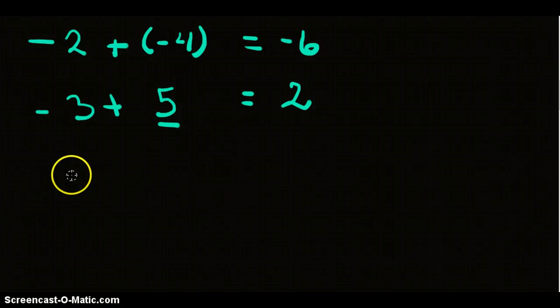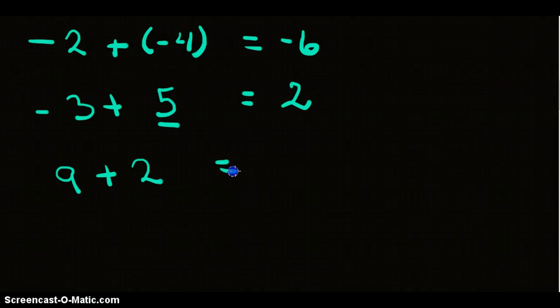One more example. 9 plus 2. No problems there. 9 plus 2 is positive 11. The signs are the same, and so I just add them together and keep the sign of the two numbers I'm adding. That's pretty simple so far, don't you think?